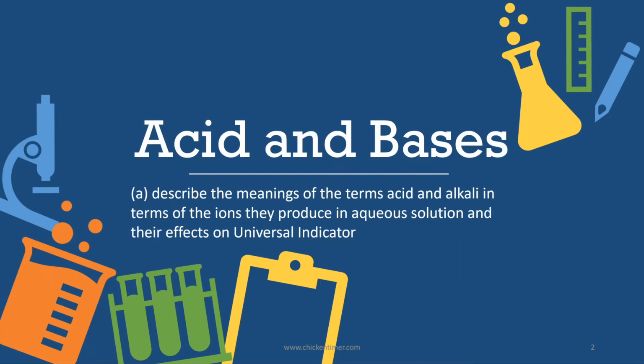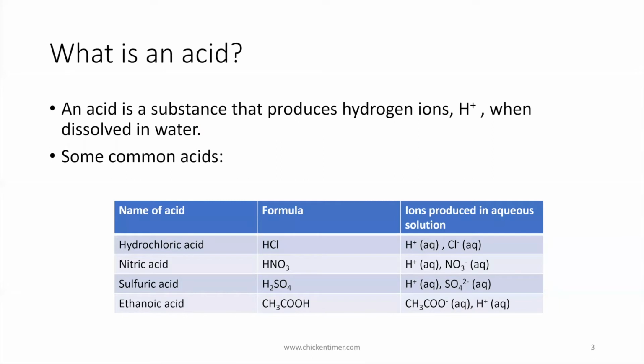So we have these two things now. The focus of acids: you must know that an acid is a substance that produces hydrogen ions when dissolved in water. This is key. If this is not mentioned, you probably get nothing if they ask for a definition. So when dissolved in water, that's another thing. In aqueous solution, they must produce H plus.